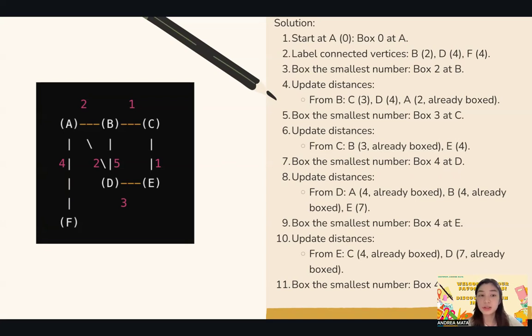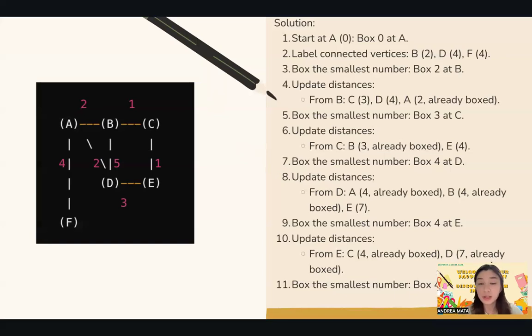Next is box the smallest number, box 4 at E. Update the distances from E, C4 already boxed, D7 already boxed. And the last step is to box the smallest number, box 4 at F. Now can you identify the shortest distance from A?